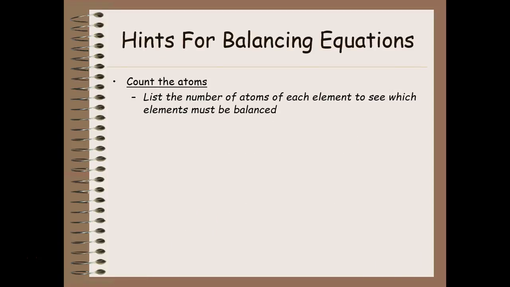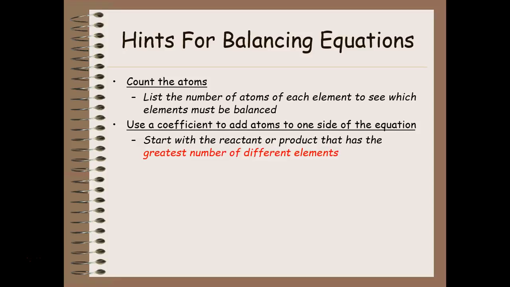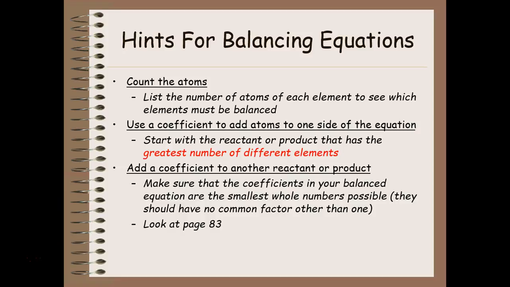So we have some hints for balancing equations. First, count the number of atoms. List the number of atoms of each element to see which elements are not balanced. Then, use a coefficient to add atoms to one side of the equation. Start with whichever reactant or product has the greatest number of different elements. Add a coefficient to another reactant or product. Make sure that those in your balanced equation are the smallest whole numbers possible, so reduce if you need to. They should have no other common factor besides 1. And as we look more into this, we'll be looking at page 83.